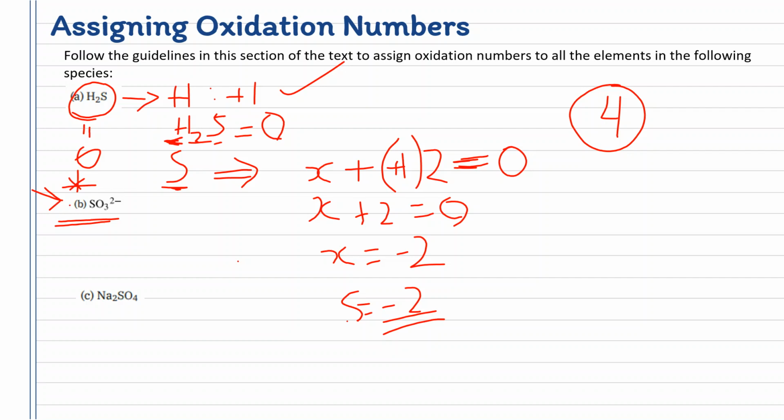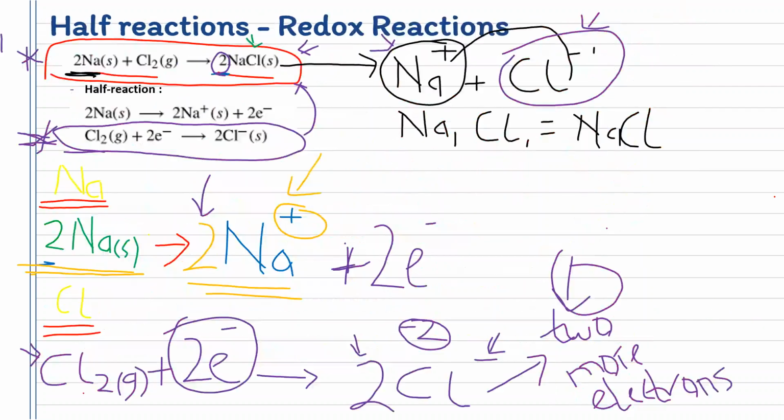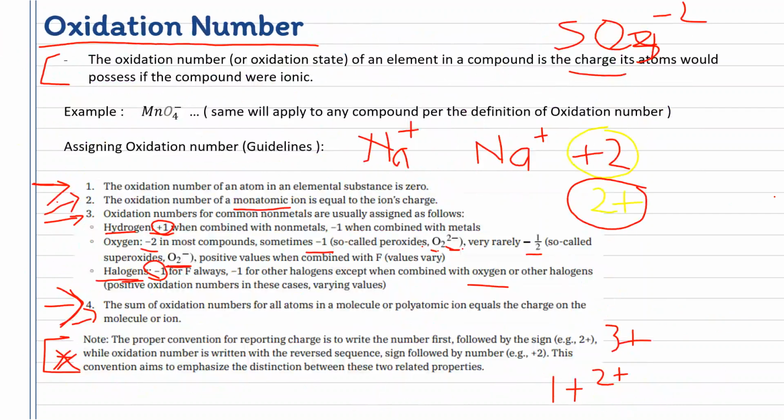We're going to try SO3 raised to the power -2. Just so you know, let's go back so you remember what we said about the oxidation, the 4 rules. The first rule says that the oxidation number of an atom in its elemental state is going to be 0. When we just have an element in its raw elemental state, as on the periodic table, the oxidation number is 0. It has no charge.